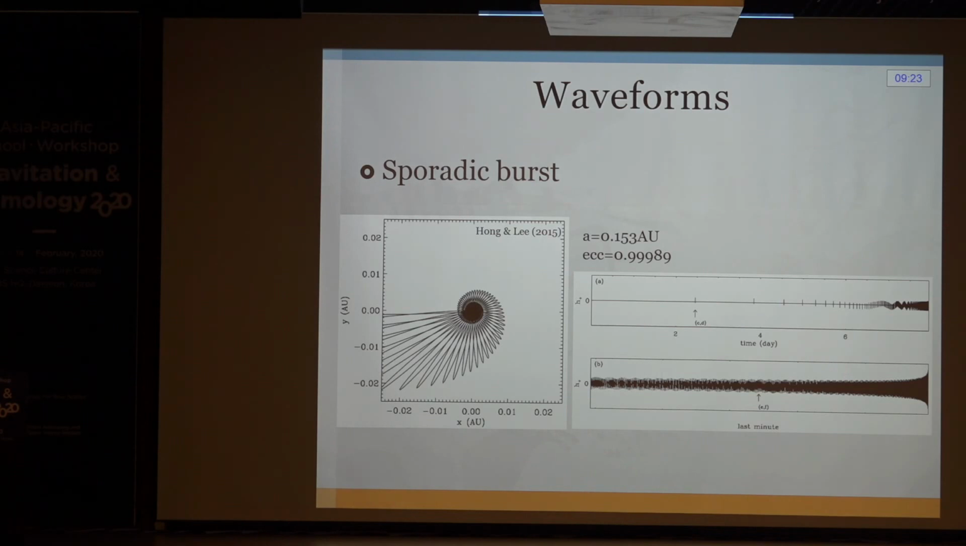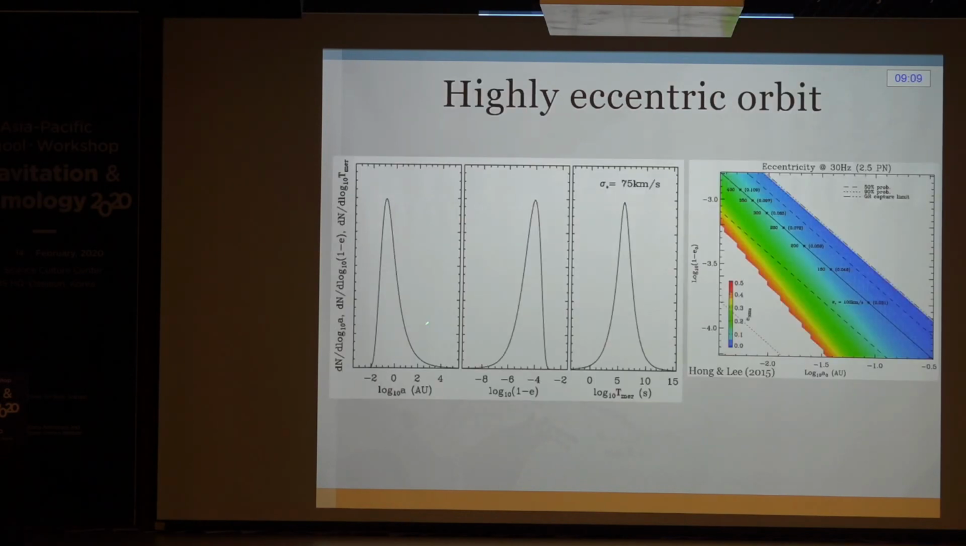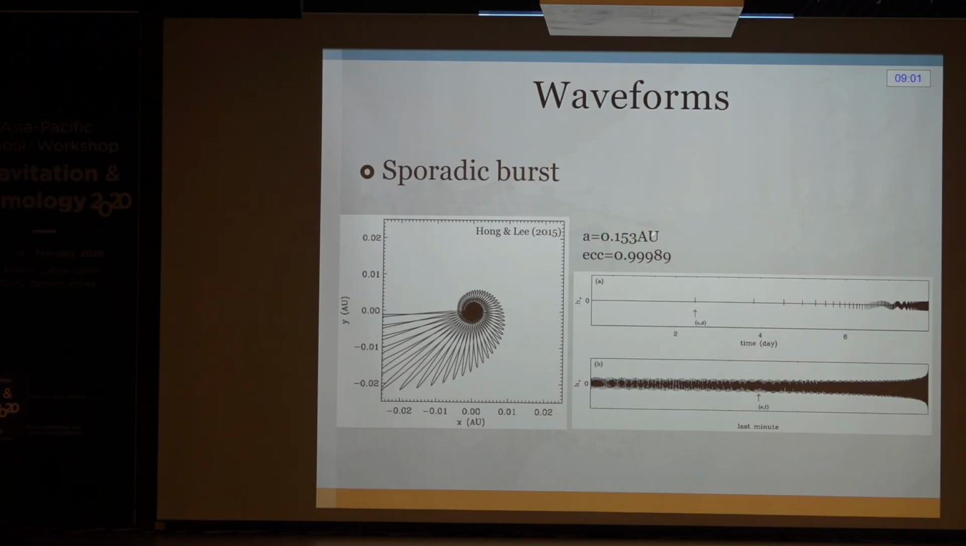And this is another example of an eccentric orbit that is formed through gravitational radiation capture. Here the semi-major axis and eccentricity are from this distribution. The most typical value is semi-major axis 0.153 astronomical unit, and eccentricity 0.99989. Here we can see this kind of very elongated orbit, and we can expect this kind of sporadic burst type of gravitational waves. Of course, in the final stages, we can expect very continuous waves.